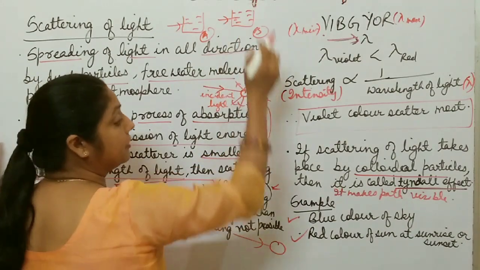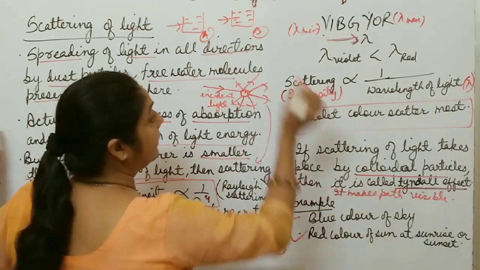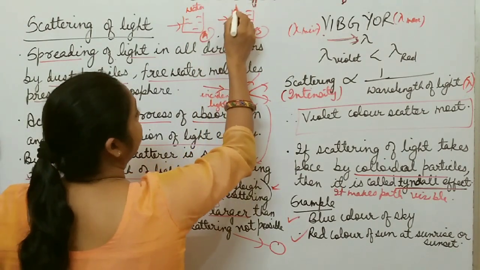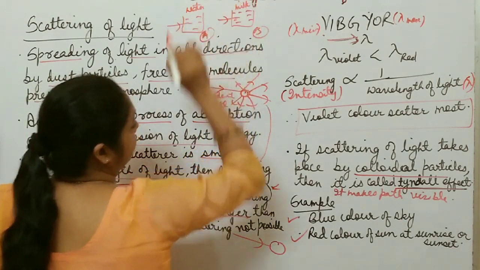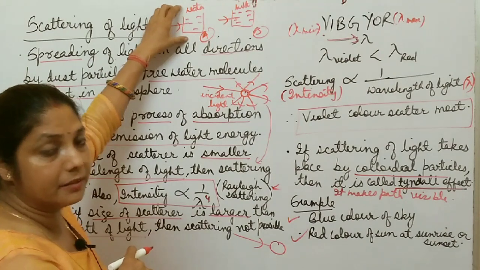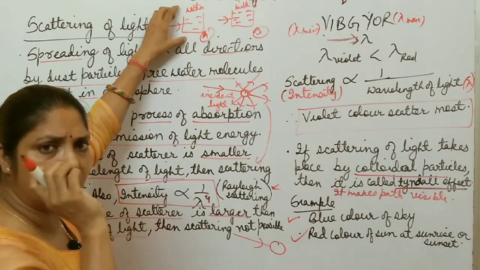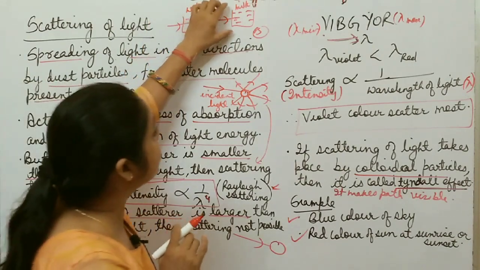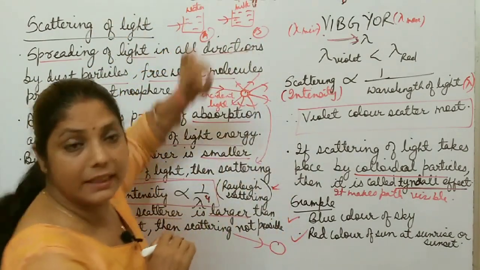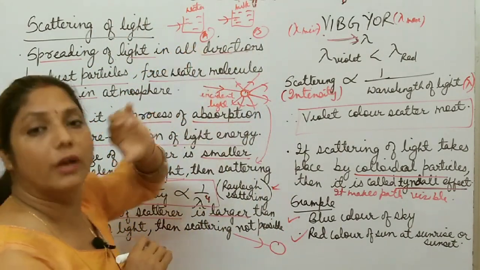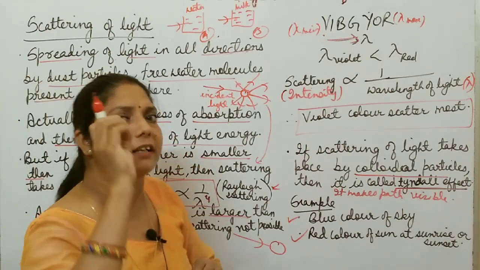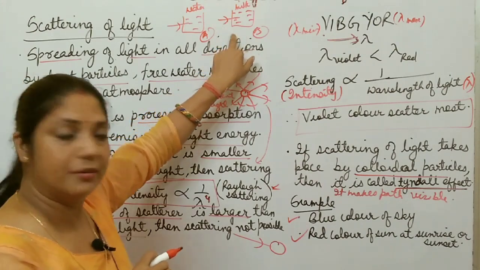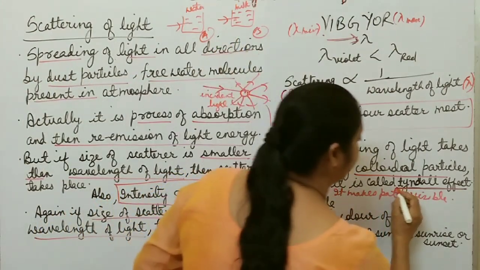It makes the path visible, and this effect is called Tyndall effect. Here water is present in this beaker, here milk is added in this beaker. So in the first beaker, no scattering takes place because it is a homogeneous mixture. Size of the particle is very, very small. But in the second beaker, milk is present and milk is a colloidal particle. Size of the particle is larger. So here scattering is possible and it makes the path visible. This effect is called Tyndall effect.